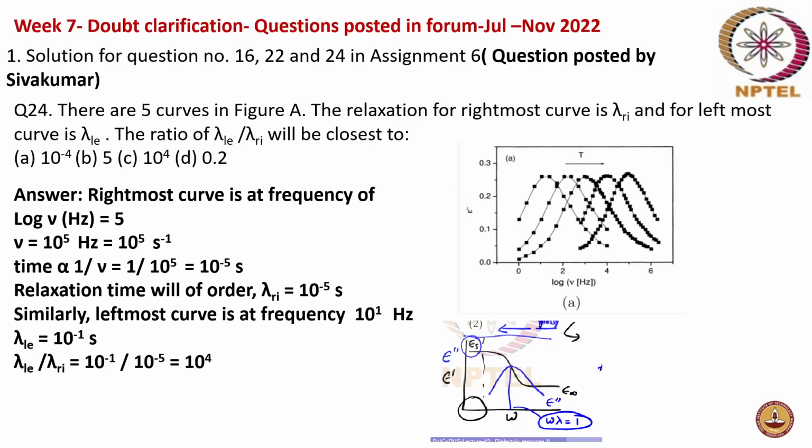So it will be of the order of 10 power 4. The ratio of the relaxation time of the leftmost curve to the rightmost curve will be closest to 10 power 4.